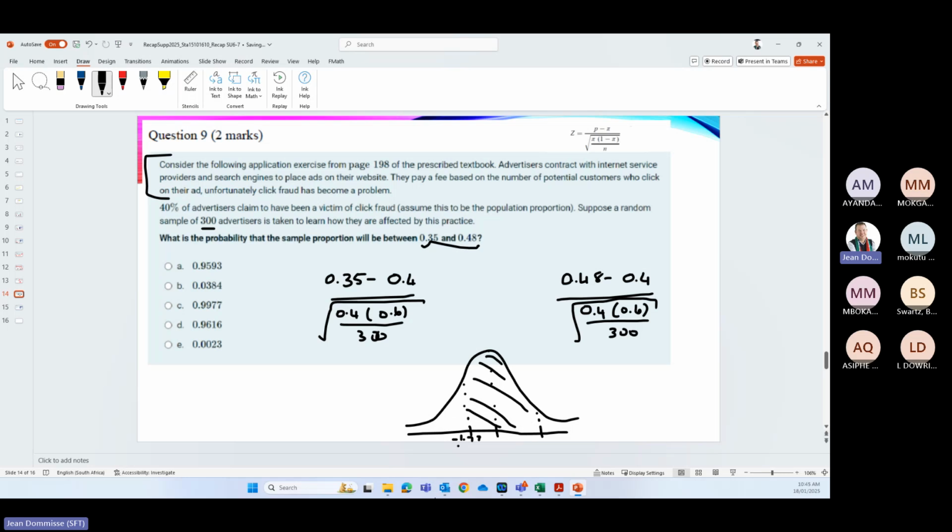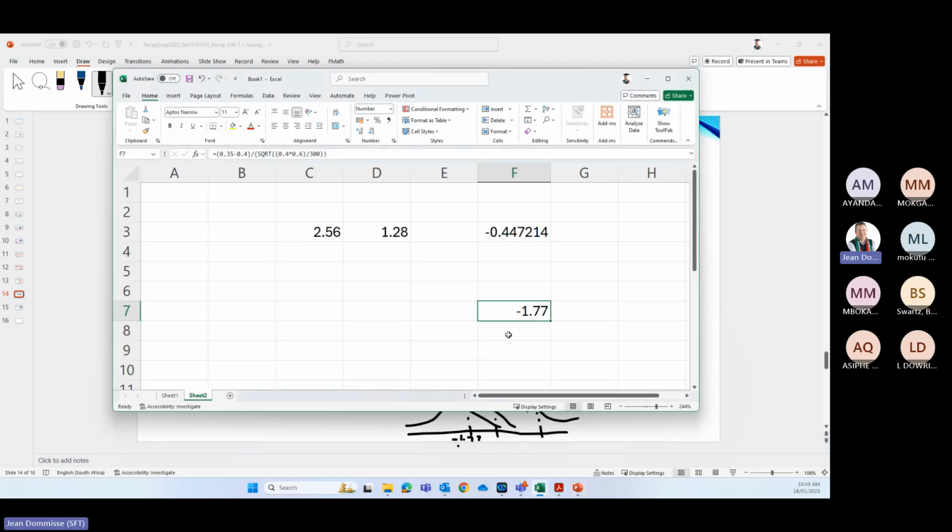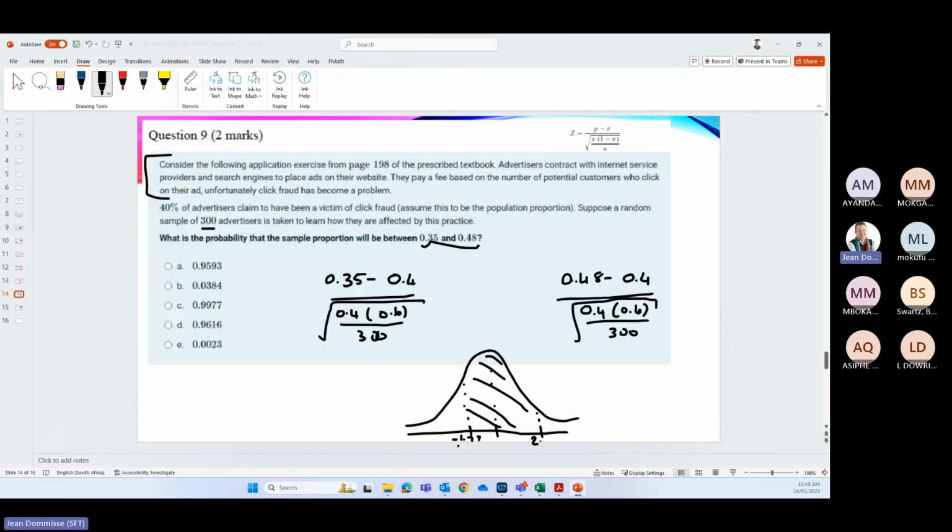So let's look at the 0.48. The only difference now is that it is 0.48. All the other things are the same, so on this side, we get 2.83. Okay, so that is going to be probably one of the bigger ones.